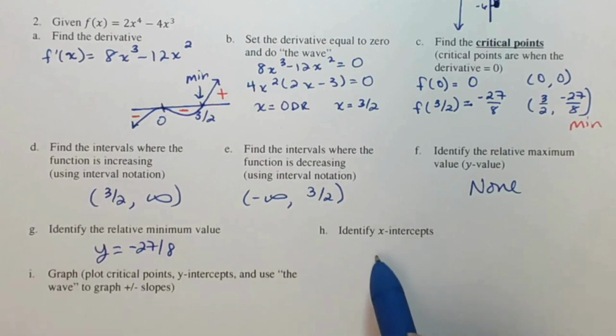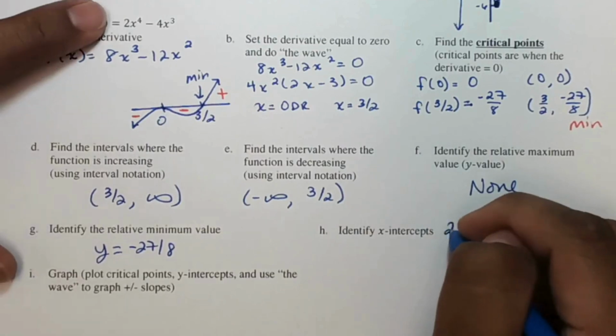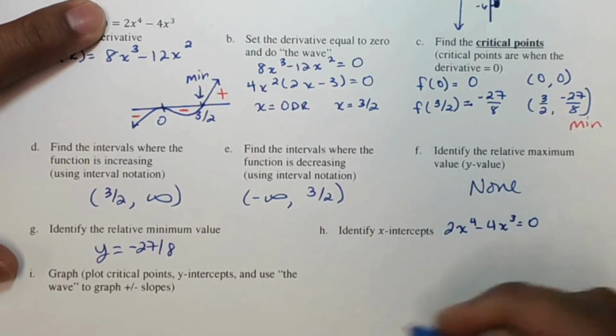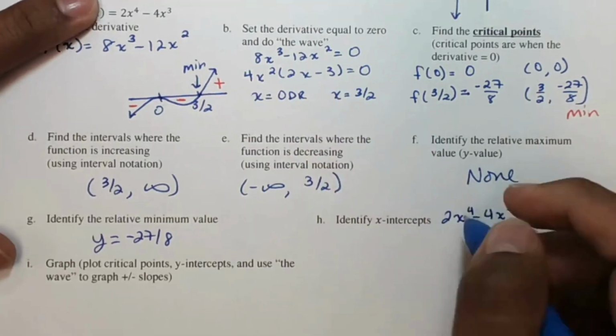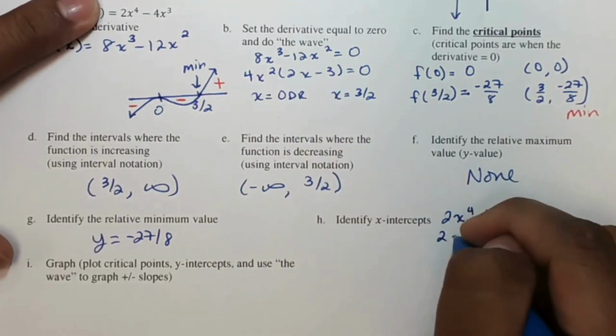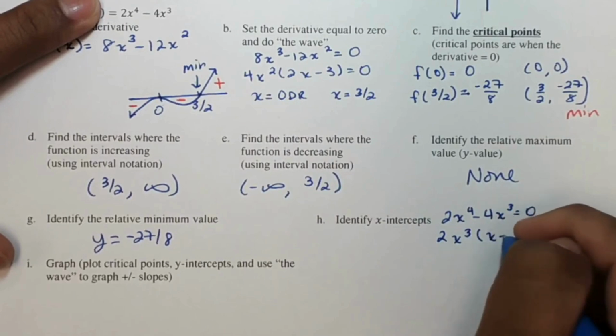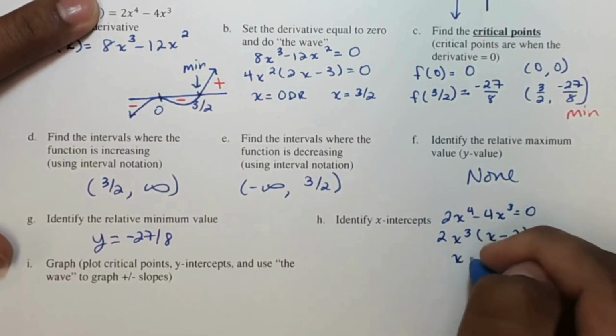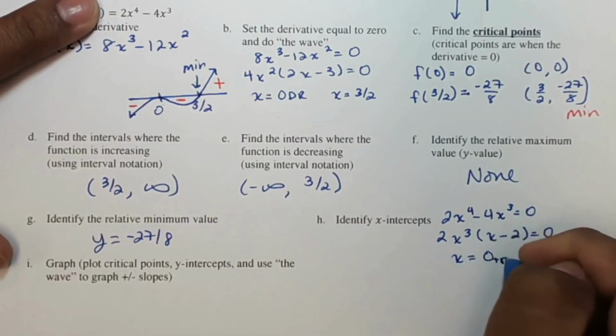Oh, we got a new part here. Identify x-intercepts. Well, that's where my function is equal to 0, like my solutions, my zeros. So I'm going to set my original function, 2x to the 4th minus 4x cubed, equal to 0. So I can kind of do what I did in part B. I can factor out a GCF of 2x cubed and get left with x minus 2. And if we have x cubed, that means that we're going to have a triple root.